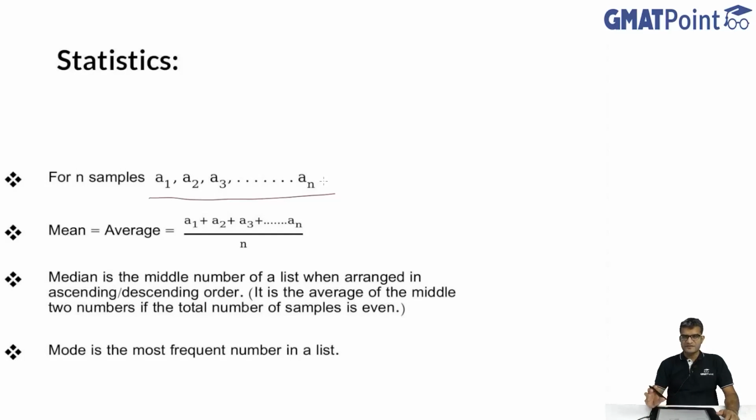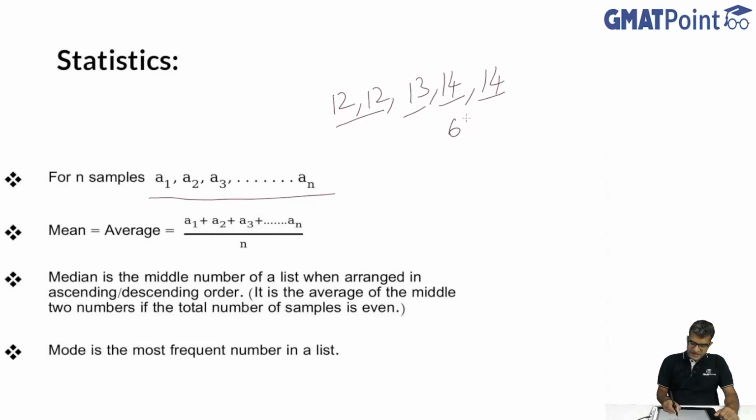Then what is the mean of these numbers? The mean is the average of these numbers. The average will be equal to the sum of these numbers divided by the number of such numbers. That is, if you are told that there are 5 people, the ages of the 5 people are 12, 12, 13, 14 and say 14. Suppose you are given 5 numbers. Now what is the total of these 5 numbers? This is 12 plus 12 is 24, 24 plus 13 is 37, 37 plus 14 is 51, 51 plus 14 is 65. So the mean will be 65 divided by 5, which is equal to 13.